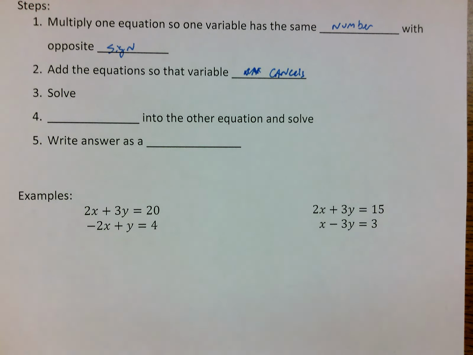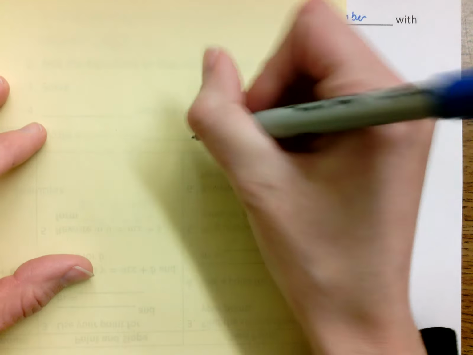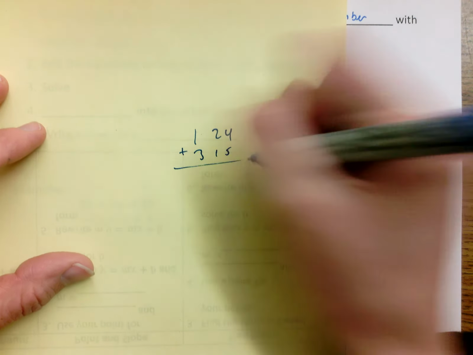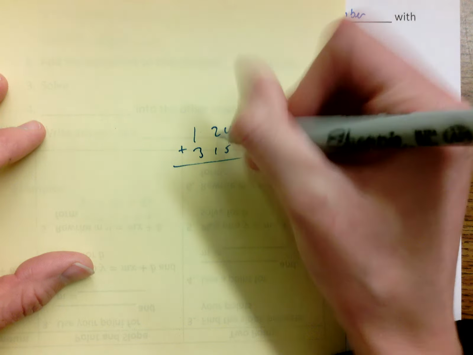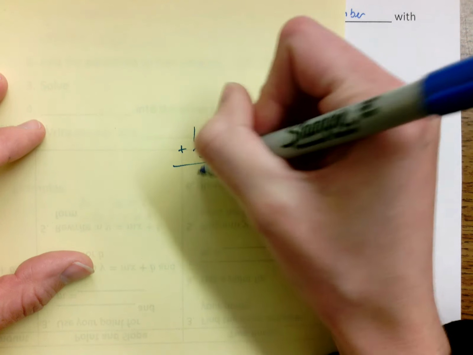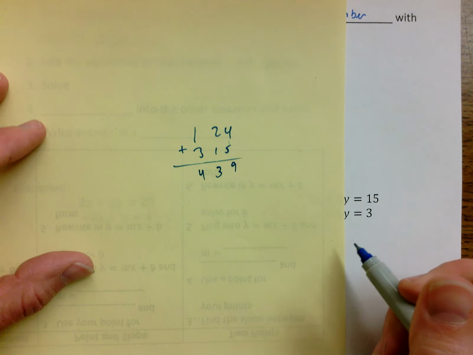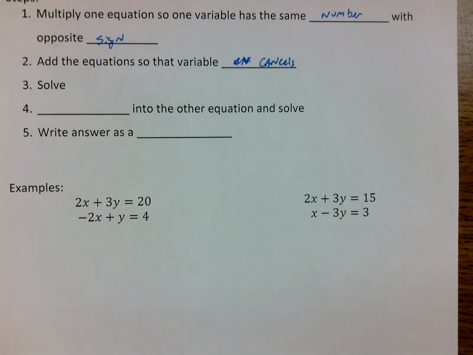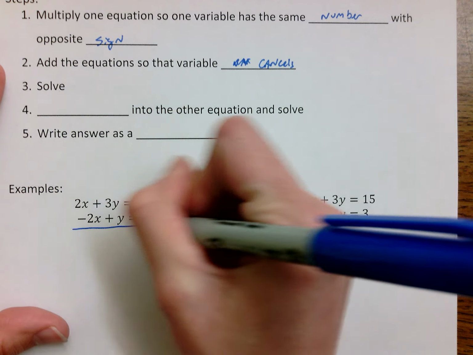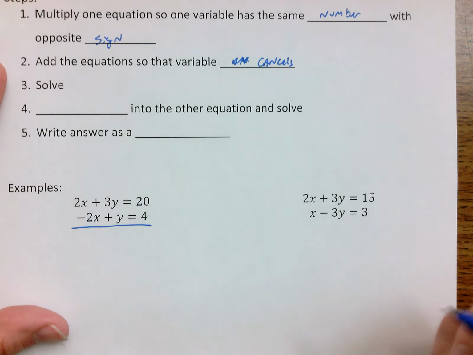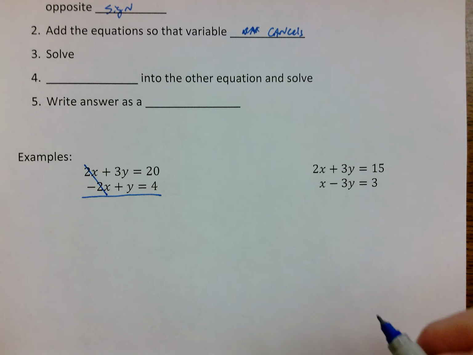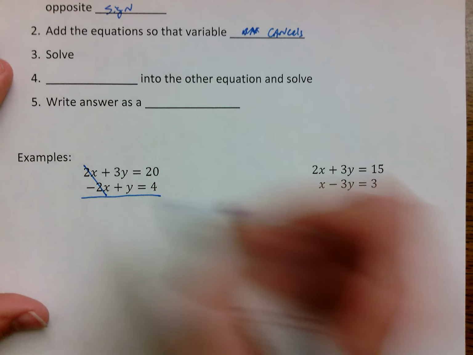Remember how when you learned how to add, when you had something like 124 plus 315, and you just added the things that go straight up and down? So like 4 plus 5 is 9, 2 plus 1 is 3, 1 plus 3 is 4. You just add straight up and down. That's exactly what we're doing here. So negative 2x and positive 2x, those cancel each other out. They eliminate each other. That's why we call it elimination.